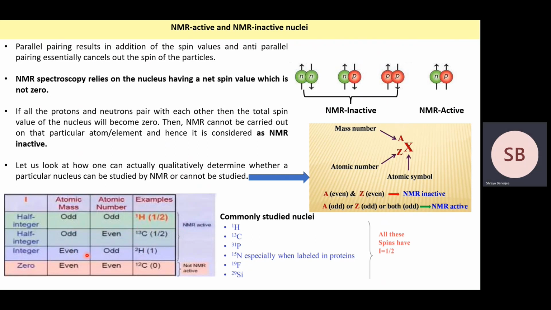Now, if the atomic mass is even, like in deuterium, the atomic mass is 2, and the atomic number is odd, like in deuterium, the atomic number is 1. That is also NMR active. The only case where the nucleus is NMR inactive is if both the atomic mass and atomic number are even, like in case of 12C, where the atomic mass is 12 and the atomic number is 6. So using these rules, you can find out whether a nucleus is NMR active or NMR inactive.